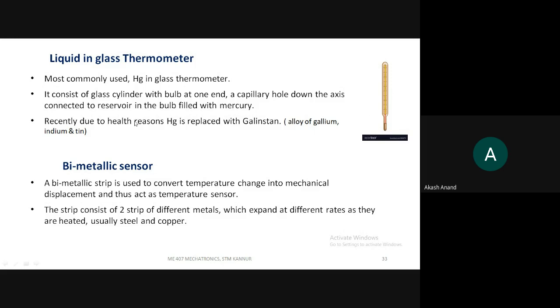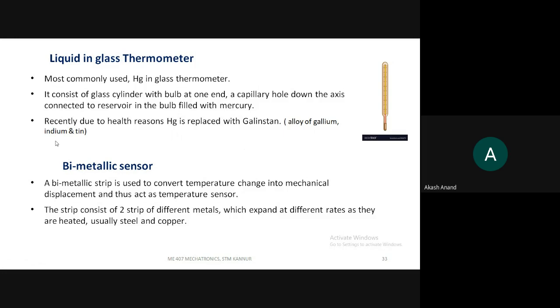Recently, due to health issues, since mercury is highly toxic for humans, for medical applications, for measuring human temperature, mercury is replaced with gallium. It is an alloy of gallium, indium, and tin. So gallium is used instead of mercury in a liquid in glass thermometer, recently due to health issues.